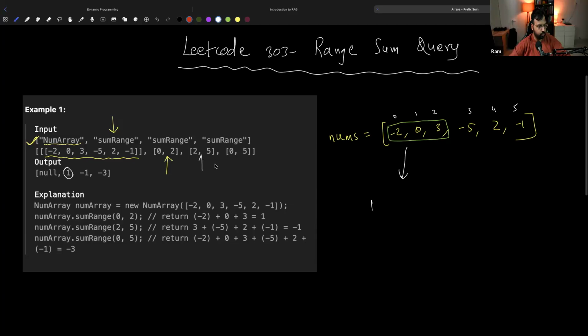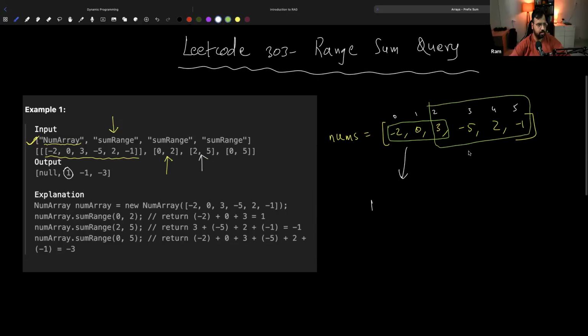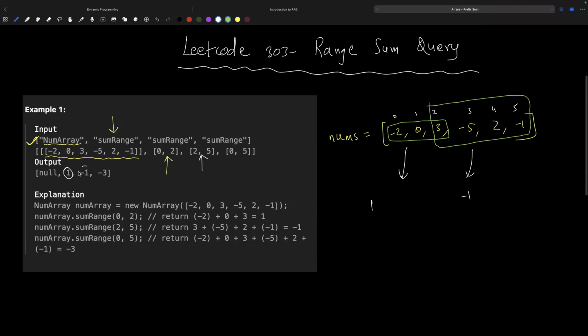Again asking 2 to 5. 2 to 5 means this much: 3, minus 5, 2, minus 1. So what is the sum here? 3 plus 2, 5, minus 5, 0, and minus 1. So the answer is -1. That's why the answer is -1.